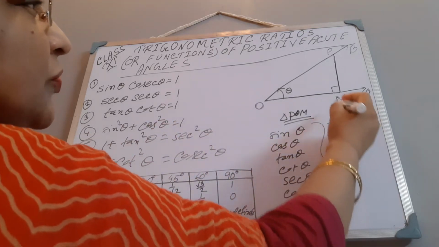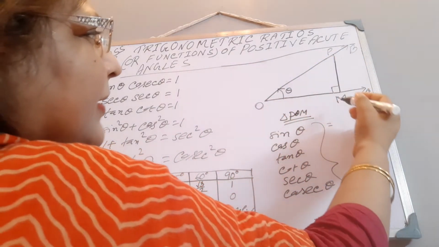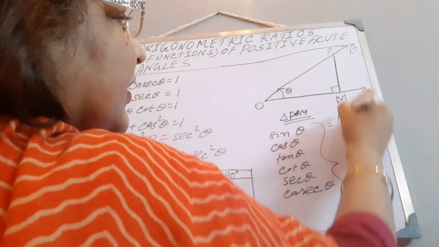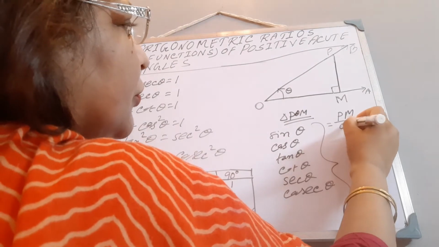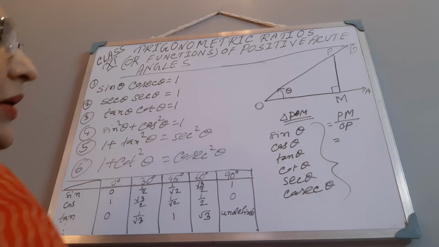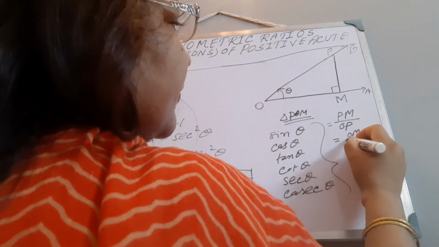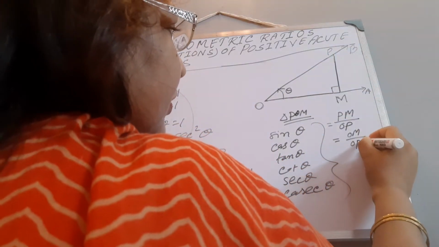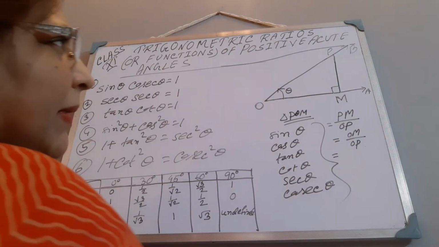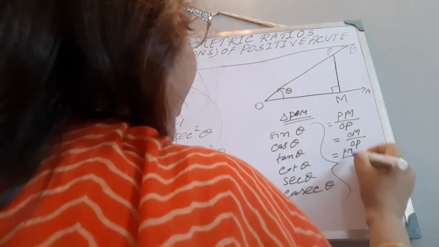Sin theta is equal to perpendicular by hypotenuse, so perpendicular PM by hypotenuse OP. Cos theta is base by hypotenuse. Base is OM, hypotenuse OP. And tan theta is perpendicular by base. Perpendicular is PM and base is OM.